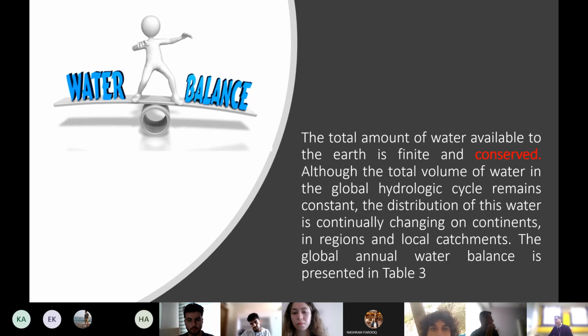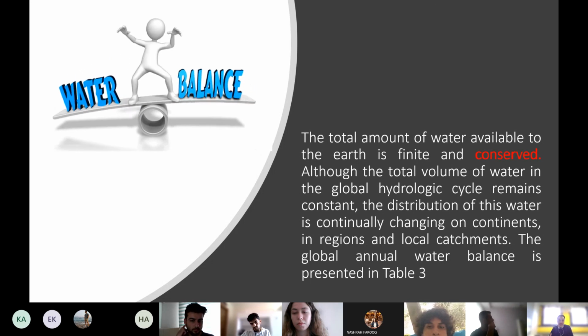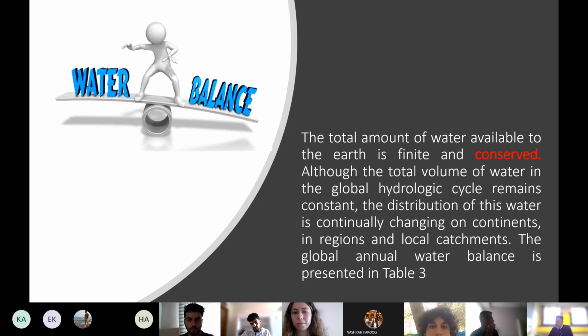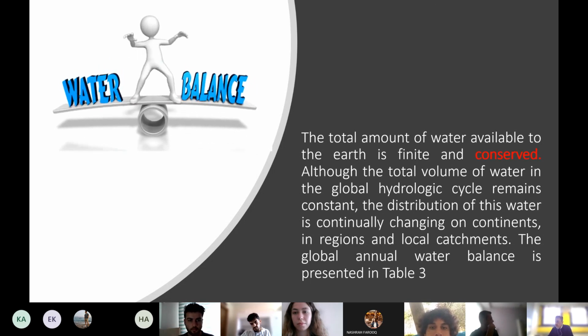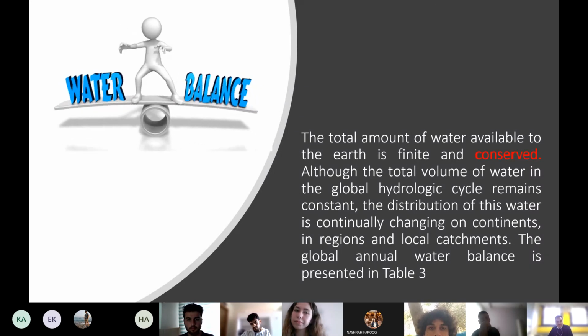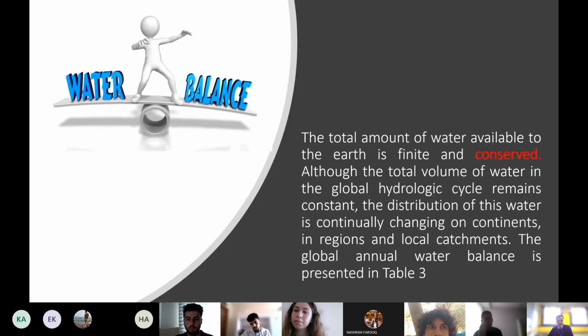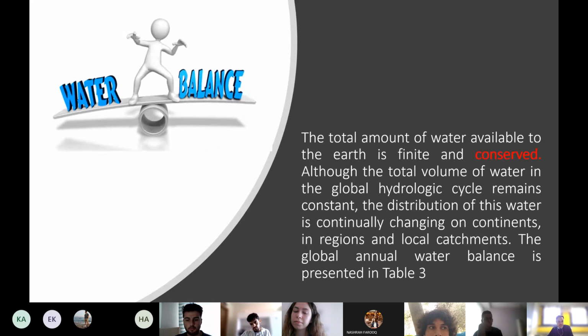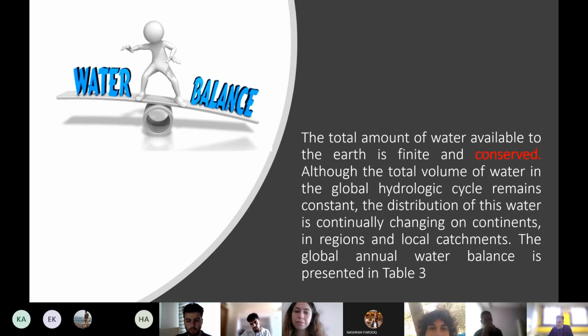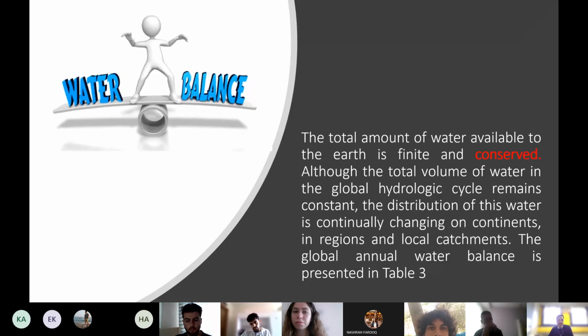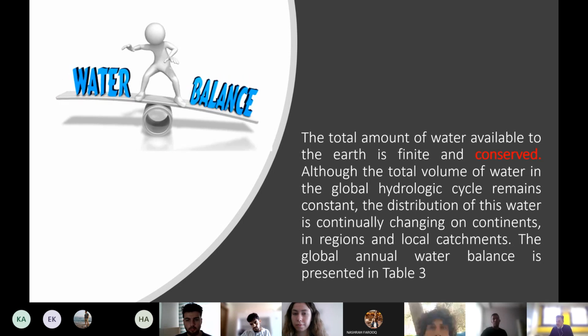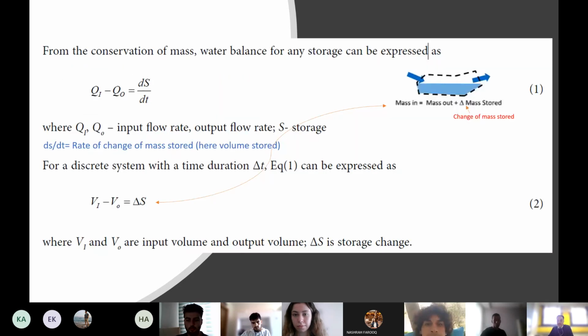The global annual water balance is presented in table 3 of your book. And here you see that I highlighted the word conserved. When we are talking about water balance, its concept comes from the principle of conservation of mass. We say that the amount of water is constant. In physics we already said the amount of mass is constant. This is conservation of mass, and you have heard it.